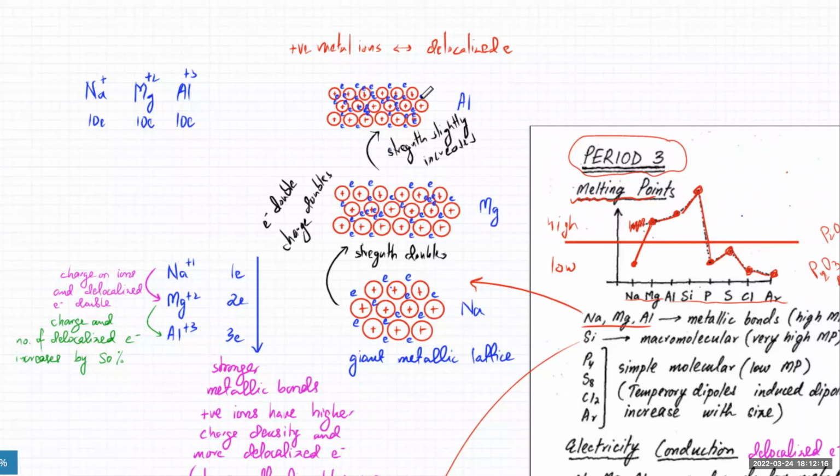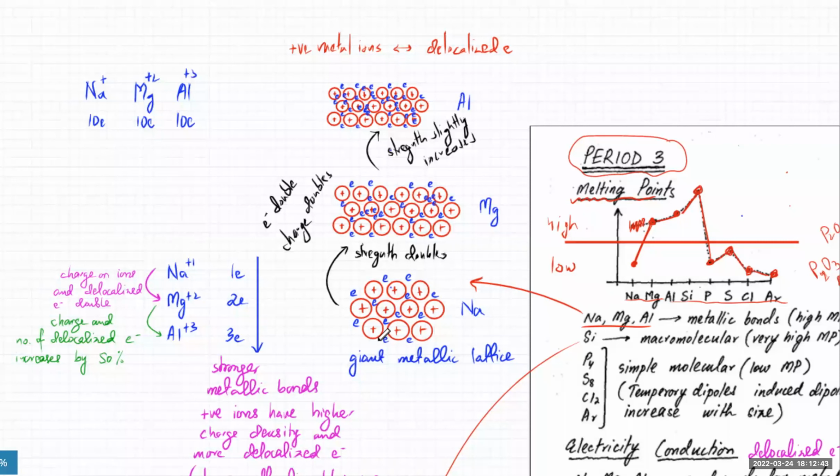Aluminium ke case mein, it's going to be the strongest out of the three. Why? Because aluminium has a +3 charge and it has more delocalized electrons. So there's going to be more mutual attraction between the ions and the delocalized electrons. Secondly, size become more. Na is bigger in size because it's got lesser protons. Aluminium is smaller in size, so they're more tightly packed together. So a number of factors why the metallic bond strength is increasing.